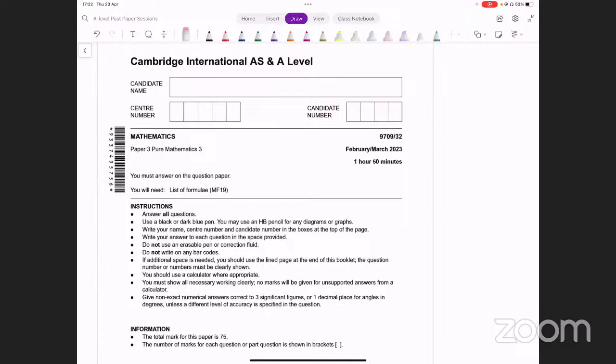So in this particular session, what I'm going to do is complete this paper, March 2023, paper 3, variant 2. I actually started this paper on Tuesday, I think, but we were not able to complete it in time. I had to end the class a bit early.